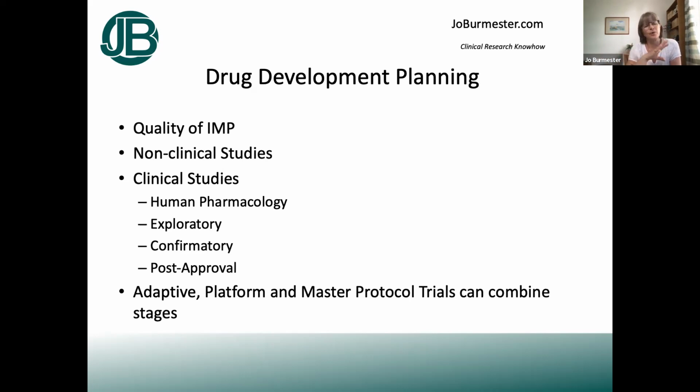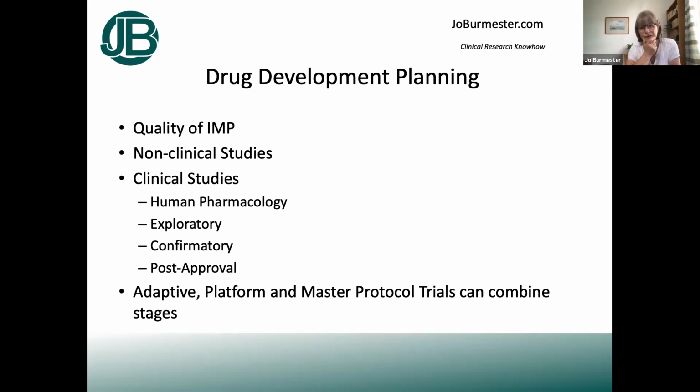And then with clinical studies, they've outlined these 4 phases. So, you know, we're used to hearing phase 1, phase 2, phase 3, phase 4, and they're not using those numbers. They're using more descriptions. So this is how they describe them. So there's human pharmacology, which is the first in human. So that's kind of phase 1, but it could be healthy volunteers or it could be patients.